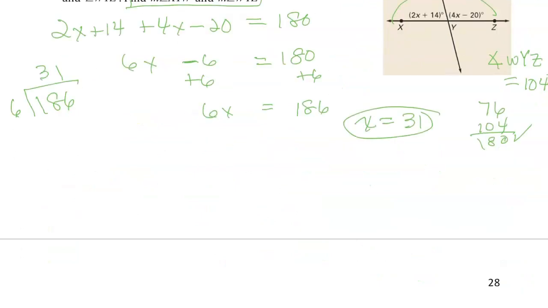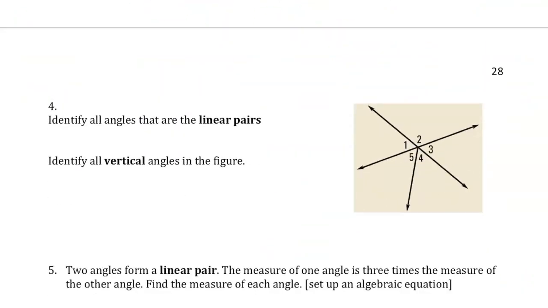Okay, here come the last two problems. Number 4, identify all angles that are a linear pair. Boom. Angle 1 and angle 2 are a linear pair. What other ones do you see? How about angle 2 and angle 3?